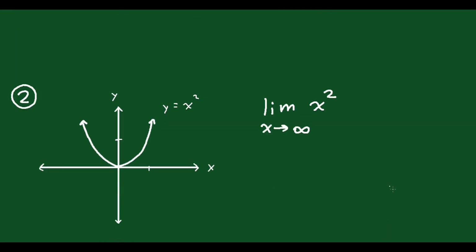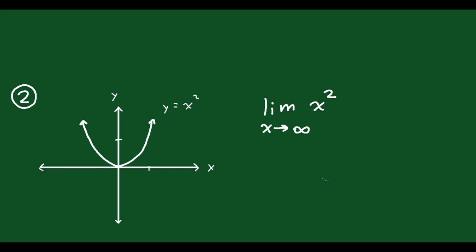Let's say we have the limit as x approaches infinity of x squared. Well, what does this mean? x is approaching infinity. Well, an x value of infinity would be very, very far to the right. It essentially means as x goes to the right forever. So this continues, it keeps going to the right and it keeps going up.